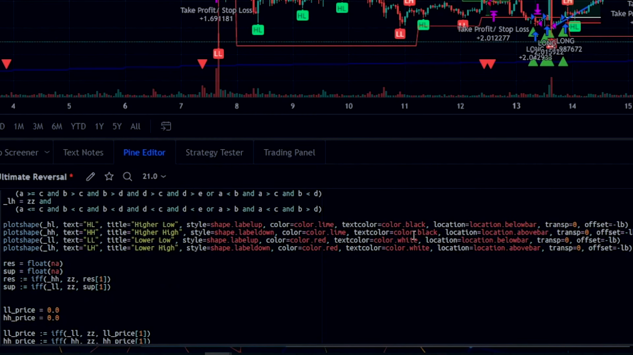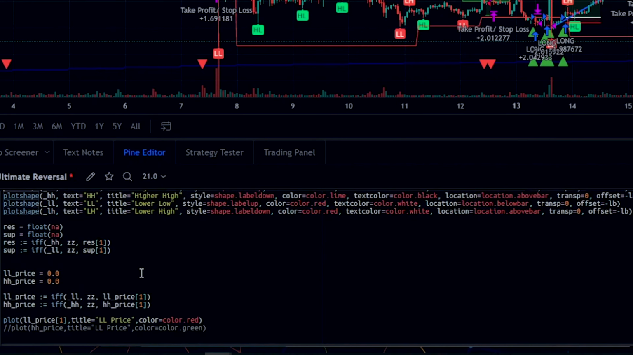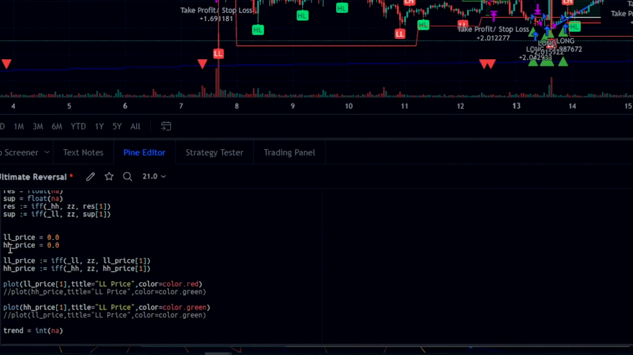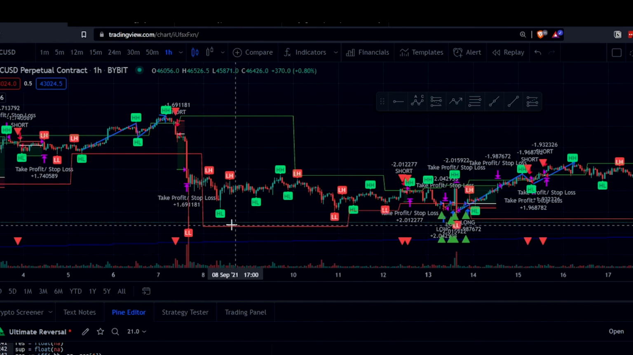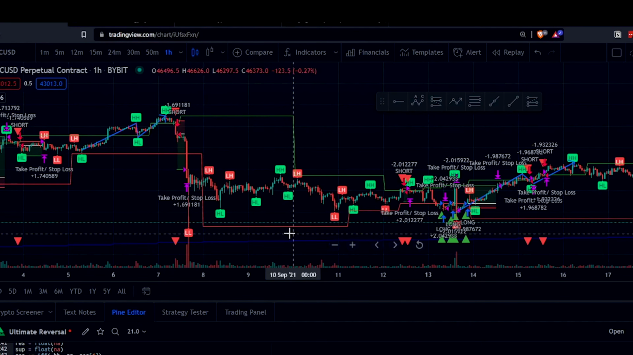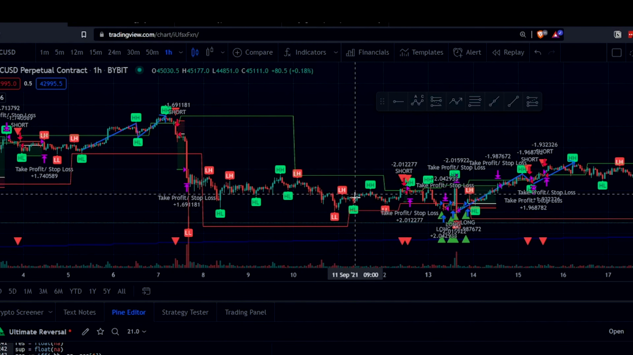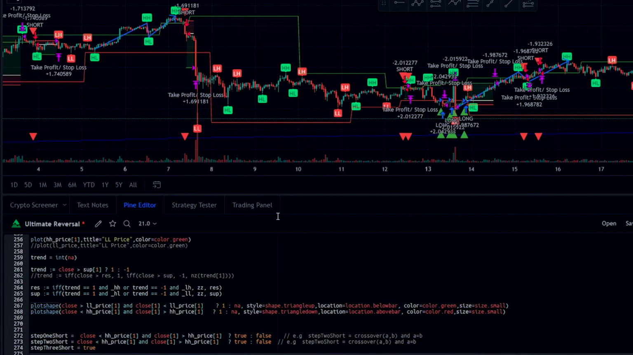I've plotted the higher highs using the plot shape. I've also created a new variable, which is the lower high price, which will give us this green and red line here, which is actually the previous high, so that we can mark it out. If we actually go below it, that is where we get our entry. We have our trend line, which gives us the trend to make sure that we are higher than the previous high.